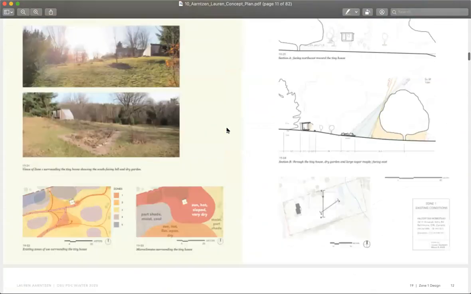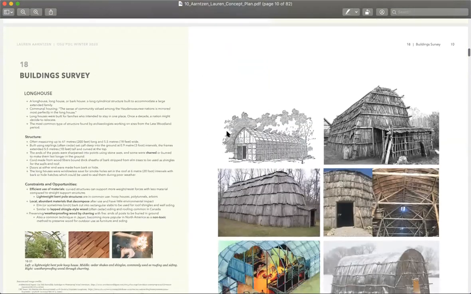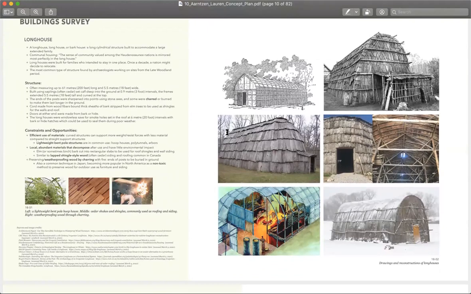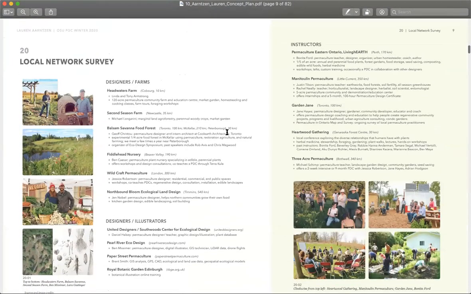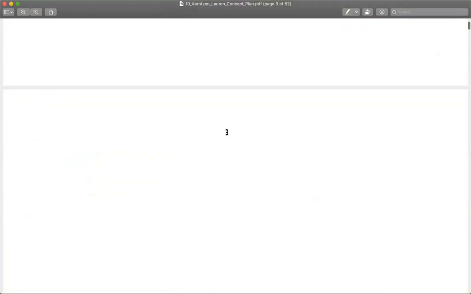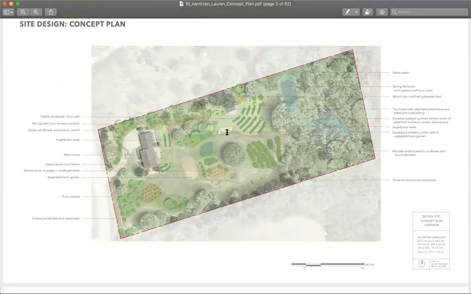Then, as we get into the building survey, it was another really excellent assignment. Gave me a sense of the indigenous folks there, sourced everything so I knew where everything came from. Then the local network, who are the designers, who are the instructors, who are the people she can lean upon. And then we get into her final design. And her final design is stunning. It's definitely high level, but at the same time, you can do this with pencil and crayon. You do not have to use computer programs.